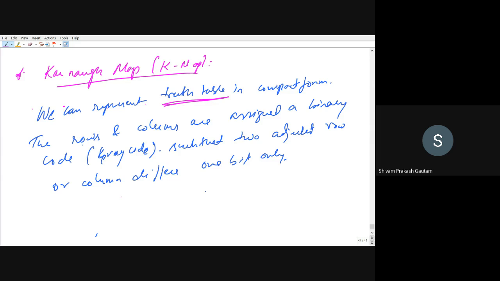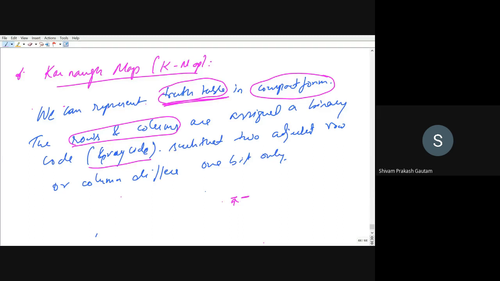Now in Karnaugh map, what is Karnaugh map? We can represent truth table in compact form, in tabular form, where we are having rows and column again, and it is assigned in a binary code called as gray code, such that two adjacent bit, if this is 1 bit, adjacent of this can be this bit or this bit, right? If you're talking about row way, if you're talking about column way, if this is our bit, two adjacent bit can be this bit or this bit, right? So this is what it means by adjacent bit, in rows and columns, such that two adjacent rows and columns differ in only 1 bit.